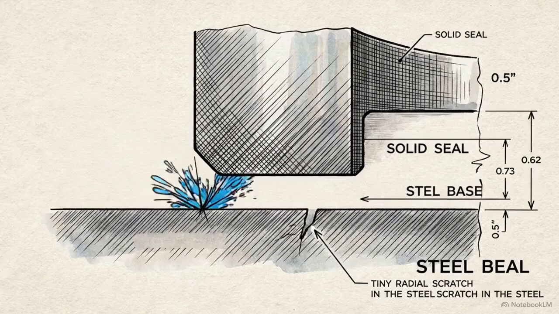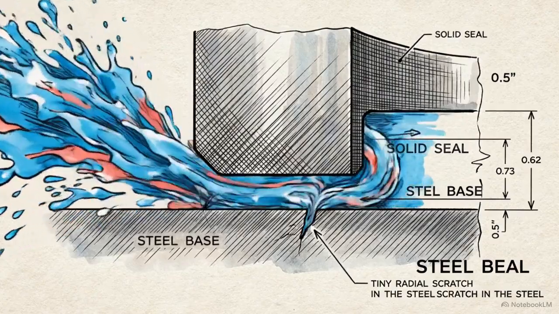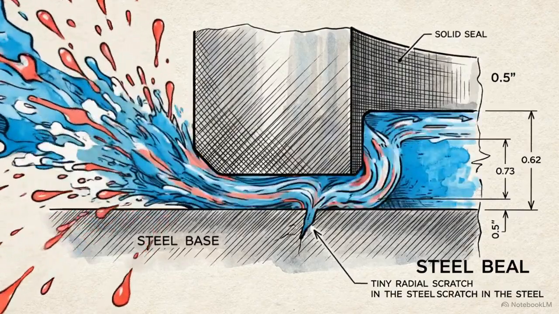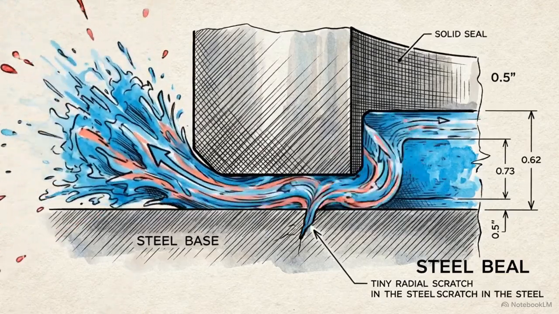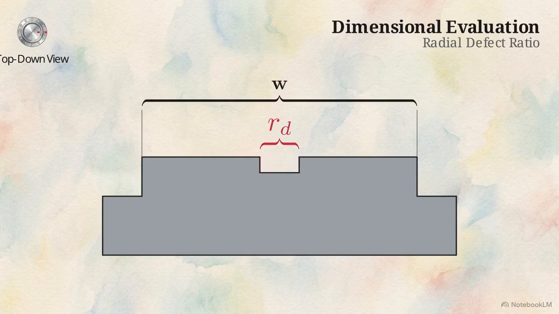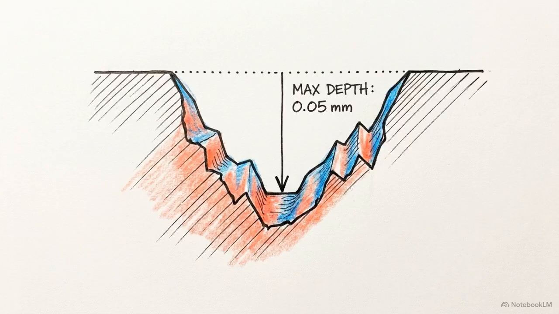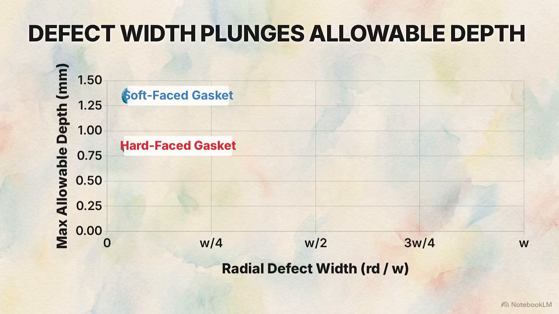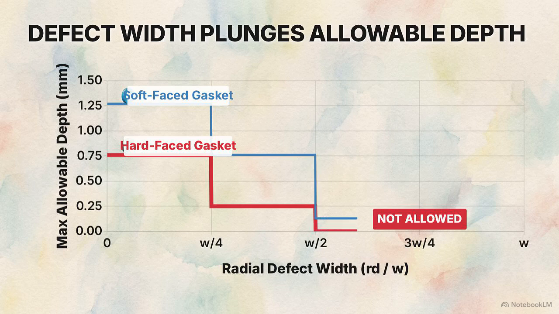The physical threat is clear. A scratch running across a flange face acts as a direct radial bypass for pressurized fluids to escape the system. Evaluating this threat requires comparing two variables, the radial dimension of the defect, RD, and the total width across the flange face, W. The ASME standard mandates that defect depth is exclusively measured from the peak of the surface finish down to the bottom of the gouge. This animated graph illustrates the inverse step function logic applied to these measurements. As a defect's radial width grows, its maximum allowable depth precipitously drops.